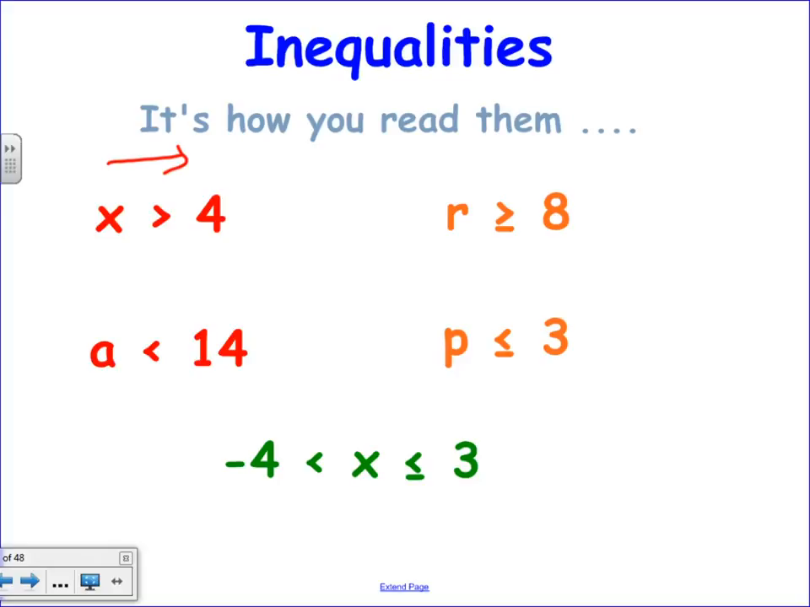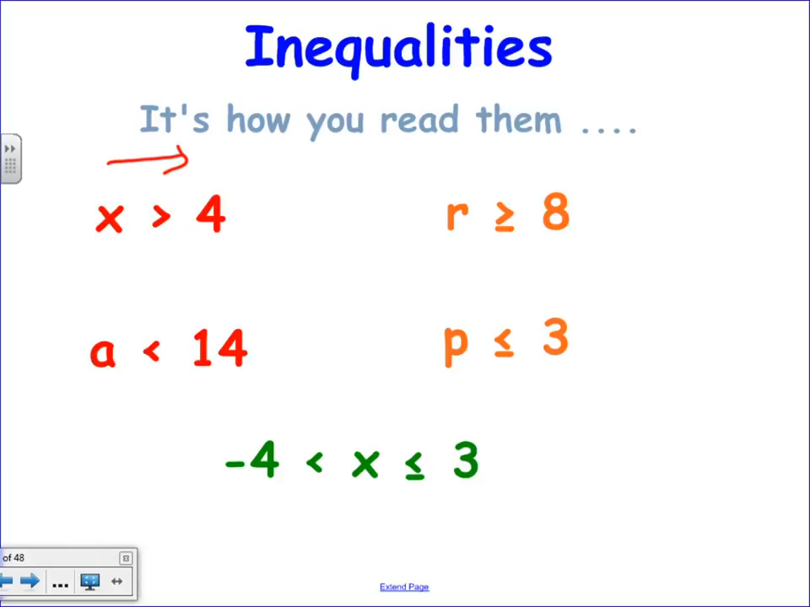So A is less than 14 means it can be 13, it can be 12, it can be 11, it can be 10. And in a minute I'm going to show you how you can represent that, like on a number line. Okay? So R is greater than or equal to 8. Read it from the variable that way. So can R be 8? It can this time because it's got the equal symbol.